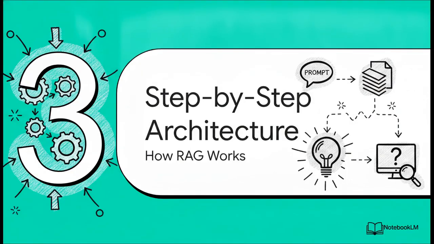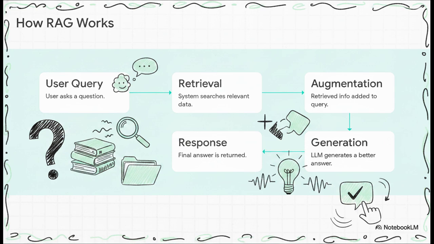Moving right along to section 3, step-by-step architecture. Let's actually walk through how this happens sequentially. Step 1 is easy. The user query. You just ask the system a question. But here's where it gets cool. Step 2 is retrieval. Instead of the AI instantly guessing, the system pauses and searches relevant documents or data from a connected knowledge base. Then step 3, augmentation. This is the magic moment. It takes those retrieved facts and literally adds them to your original query, behind the scenes.